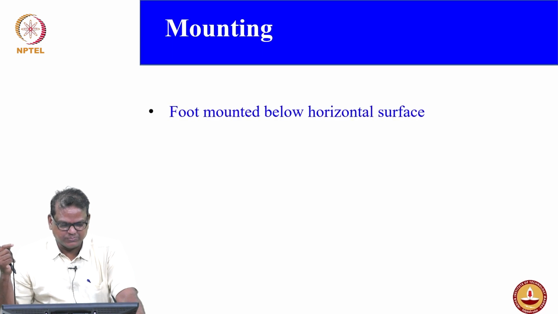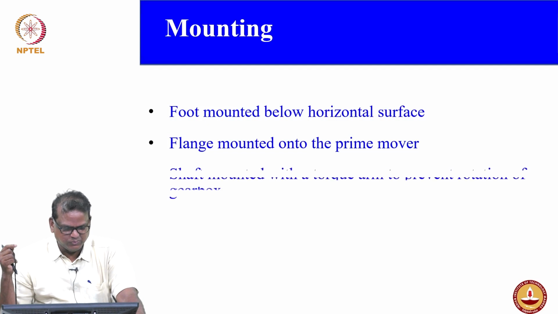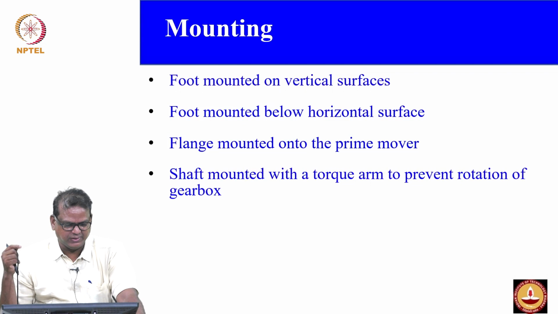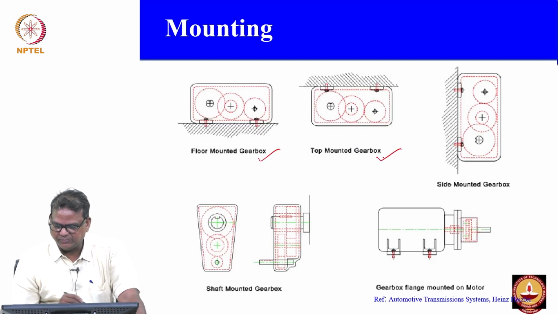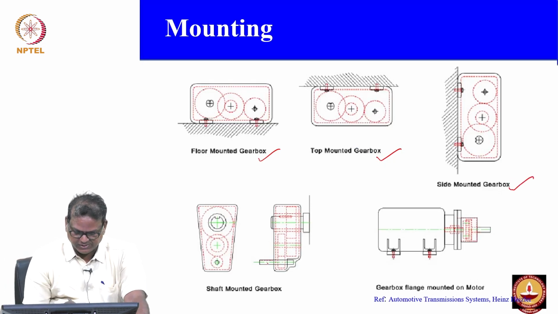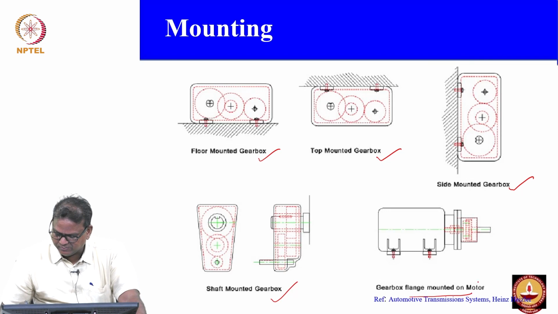This is the mounting aspect: foot mounted below for horizontal force, flange mounted on the prime mover, and shaft mounted with a torque arm to prevent the rotation of the gearbox, right. And you can do the same, foot mounted on a vertical surface. You can see this floor mounted gearbox, top mounted gearbox, shaft mounted sideways gearbox. Okay, this is the through shaft arrangement mounted gearbox, and this is a gearbox flange mounted on the motor.